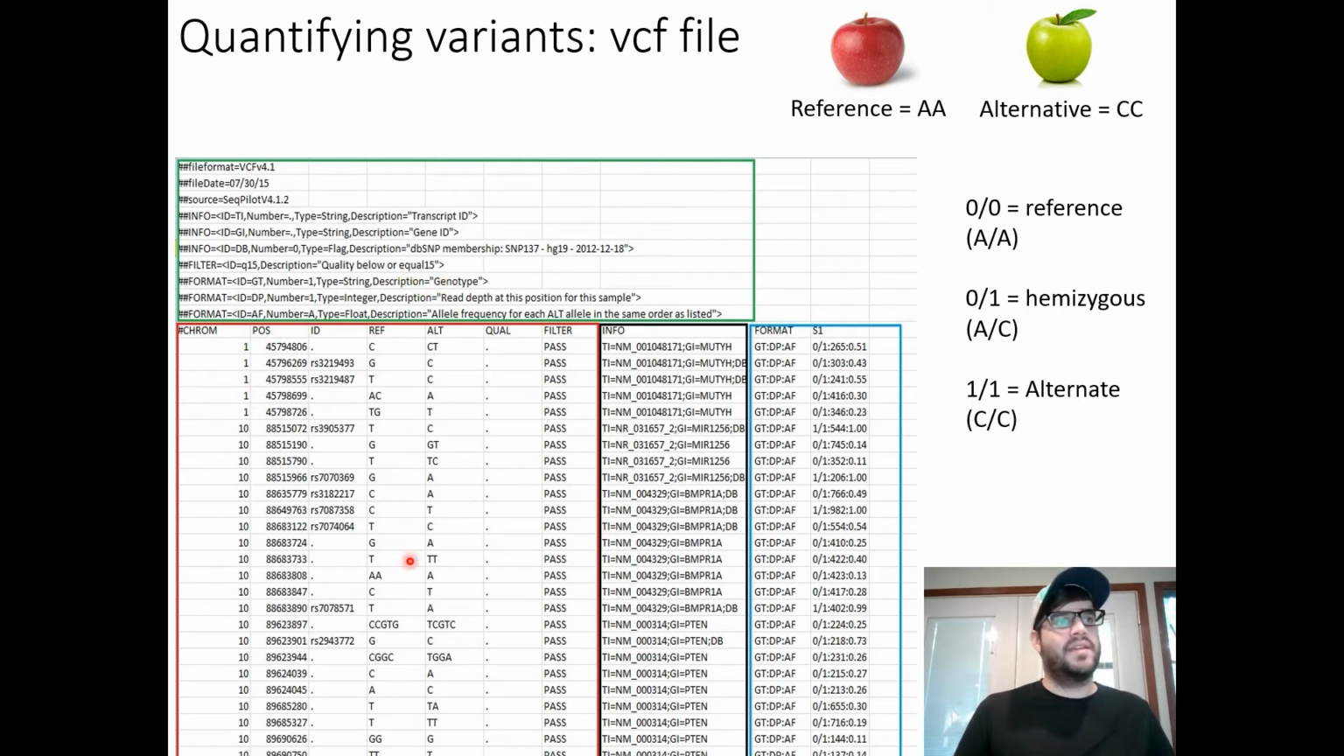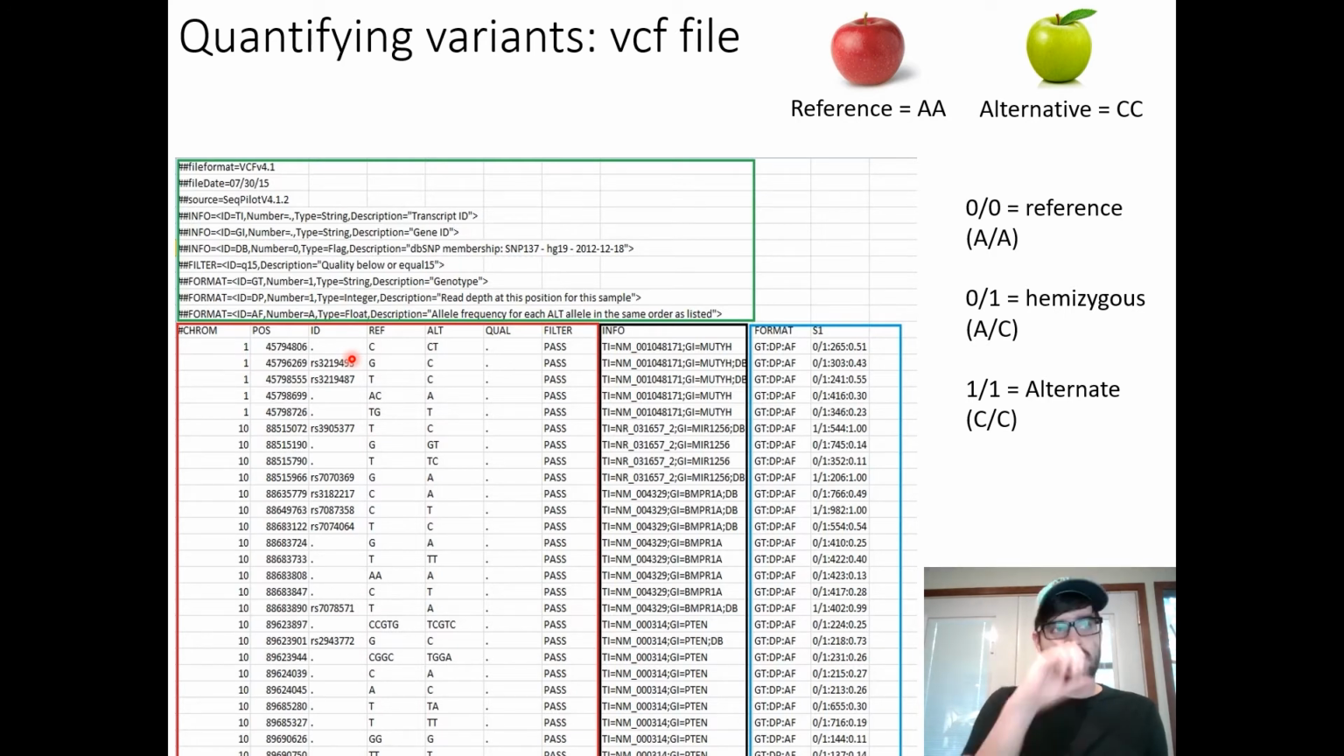And then in red here, we have a couple of different important fields. The first column is going to be the chromosome. This could be the number of the chromosome, chromosome 1, 2, 3. It could be contig or scaffold 1, 2, 3. We have our position in the chromosome, so this would be basically base pair 45,794,806. An ID, so this is if that SNP or variant has an ID, most of them don't.